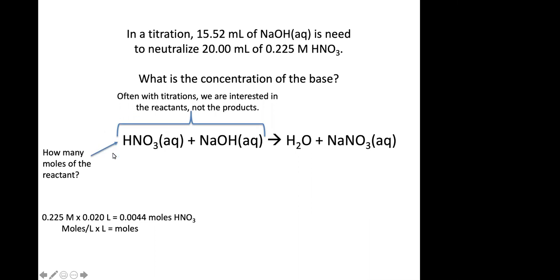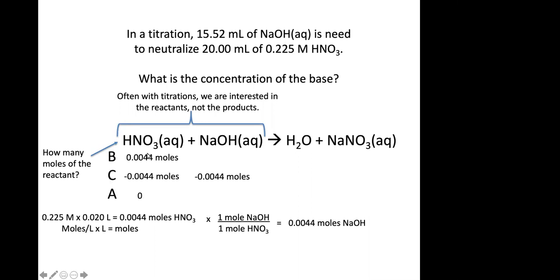I've got all the information about the nitric acid. I can get to the number of moles of that because I've got concentration times volume to get me to the number of moles. Moles per liter times liter gets me the number of moles. So I know how much nitric acid I started out with.